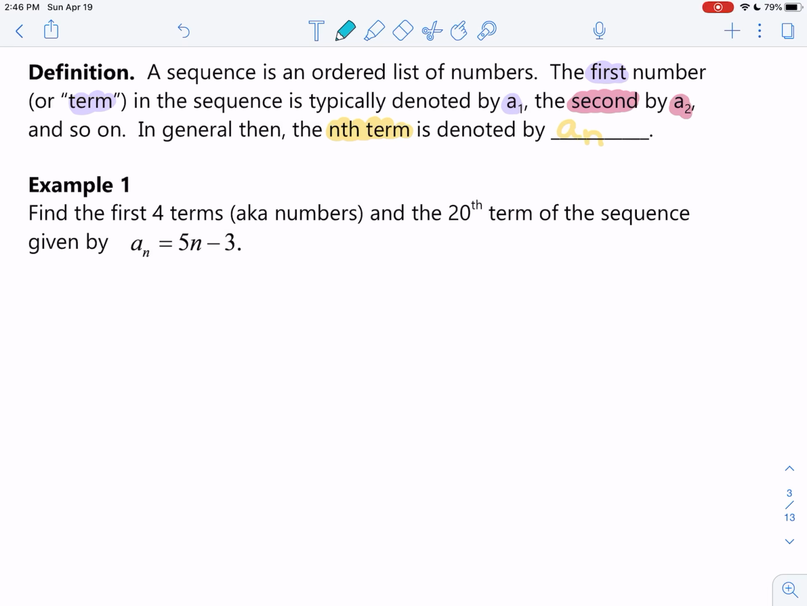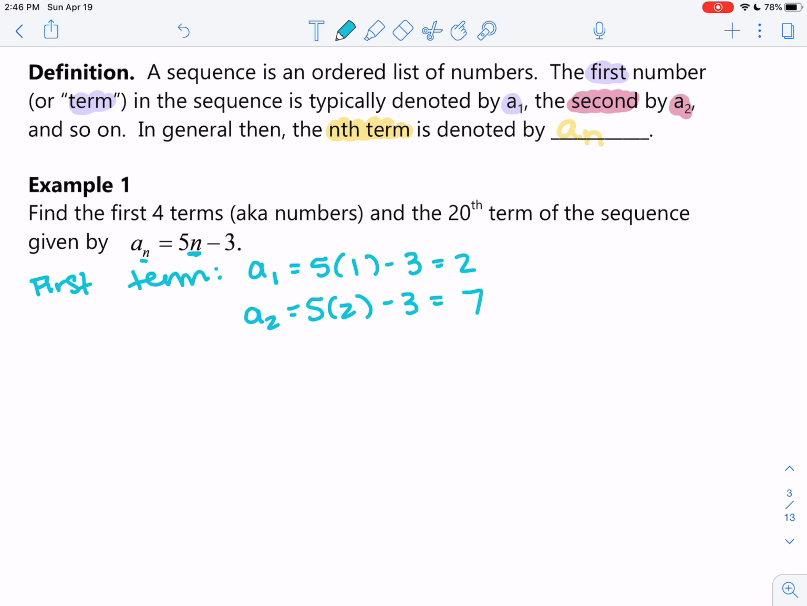Okay, so example 1, find the first 4 terms, in other words, the first 4 numbers, and the 20th term of the sequence given by a sub n equals 5n minus 3. So the first term, remember we denote that as a sub 1, meaning anywhere I see an n, I'm now going to replace that with a 1. So very similar to a function, right? So 5 times 1 minus 3. The second term will be denoted as a sub 2, so 5 times 2 minus 3. The third term will be denoted as a with a subscript of 3, so 5 times 3.